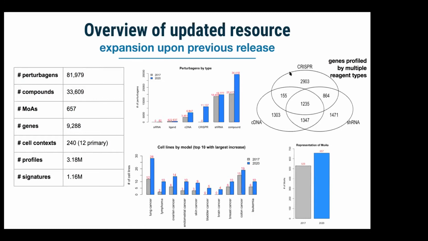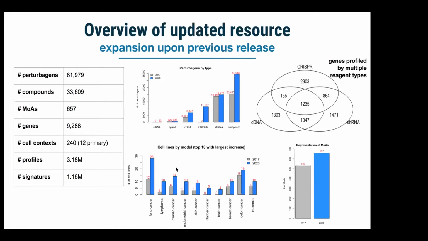And so these plots on the page give you some idea of where increases in the data have been made. So for example, this first plot shows the number of perturbations by type. So we've got about 14,000 additional compounds relative to the release in 2017, and about 11,000 CRISPR reagents, whereas in 2017 there were none. So that's a notable increase there.